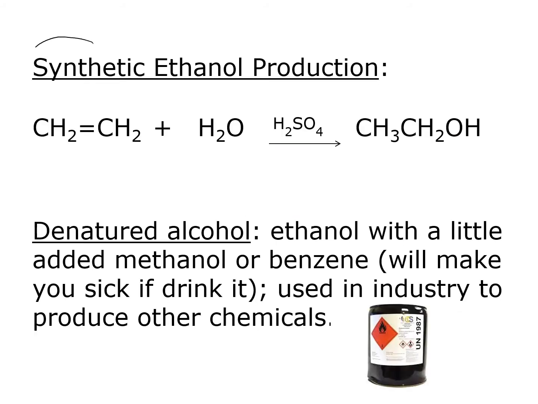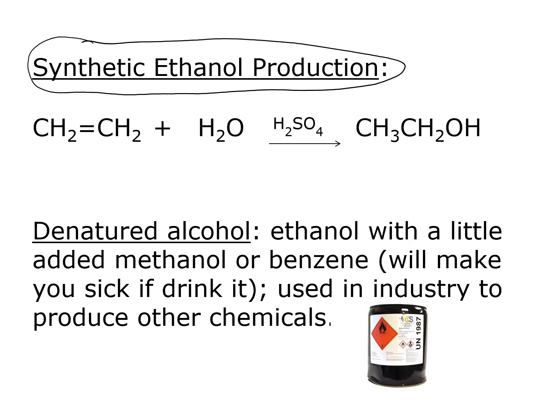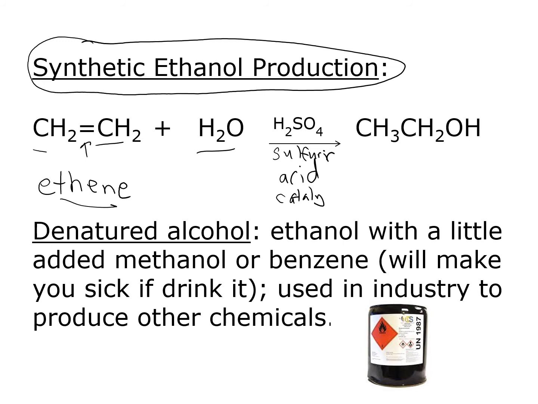Here is one way you could synthetically produce ethanol. If I start with this compound, we have 2 carbons with a double bond. We can name that ethene: eth is my prefix for 2, ene is the ending for the double bond. So if I react ethene and water, and I must do this in the presence of sulfuric acid. Sulfuric acid is not actually incorporated into the product. It's what we call a catalyst. It makes the reaction go forward. And then I can produce ethanol. So this ethanol would be the same as if I produced it by fermentation, or if I produced it in the laboratory.